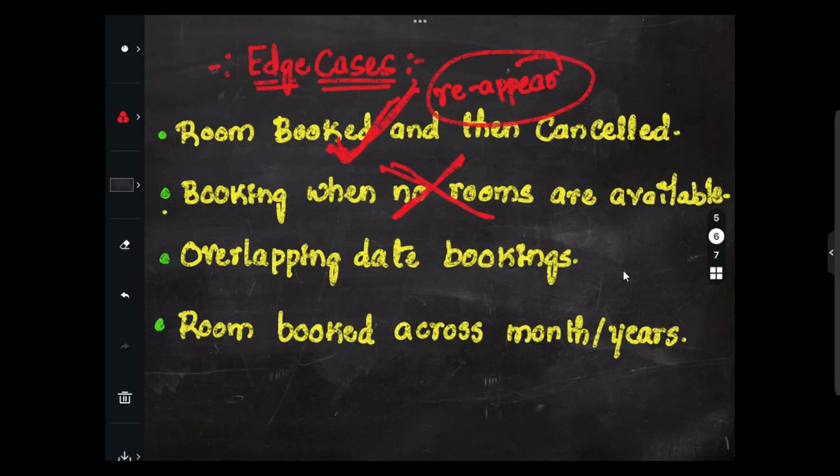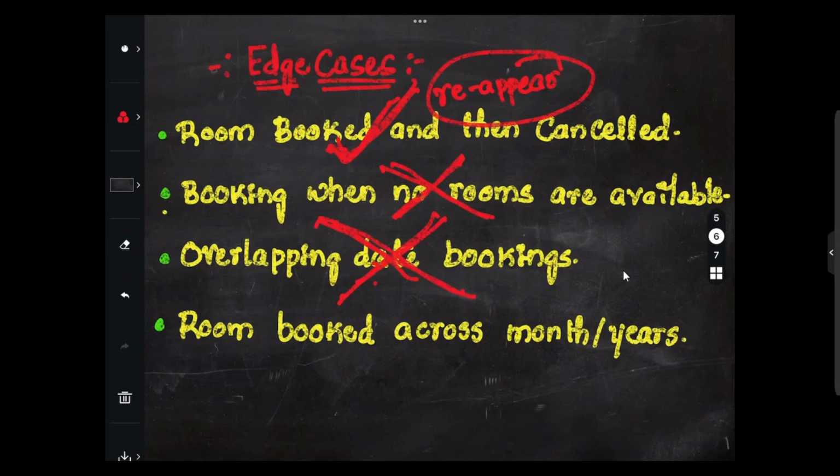Third one here, overlapping date bookings. This one also should fail. Why? It shouldn't overlap the particular date, right? We should not be able to book the rooms of the particular hotel on the same date for different users. It must not be allowed basically. This has to fail. This is one of the things.